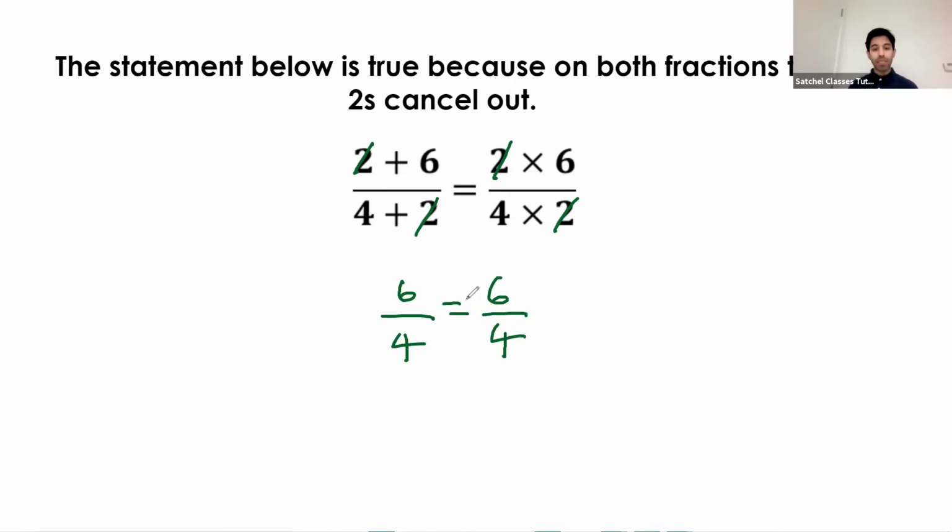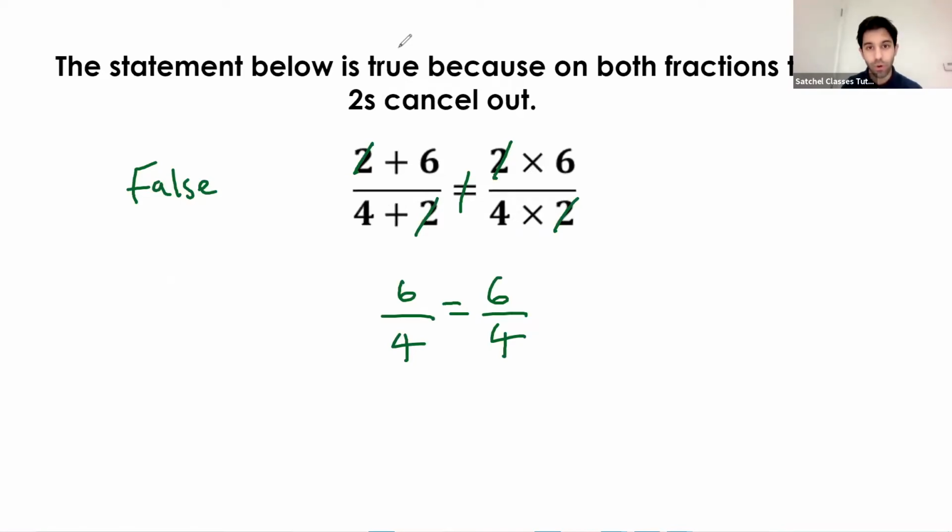Now, you may be tempted to think this is true. However, it's not. This statement is false. 2 plus 6 over 4 plus 2 is not equal to 2 times 6 over 4 times 2, because in this scenario, whilst the 2's cancel out when they are factors, in this case these 2's are not factors. We're simply adding 2 to 6, and we're simply adding 2 to 4. So we're adding to the numerator and we're adding to the denominator.